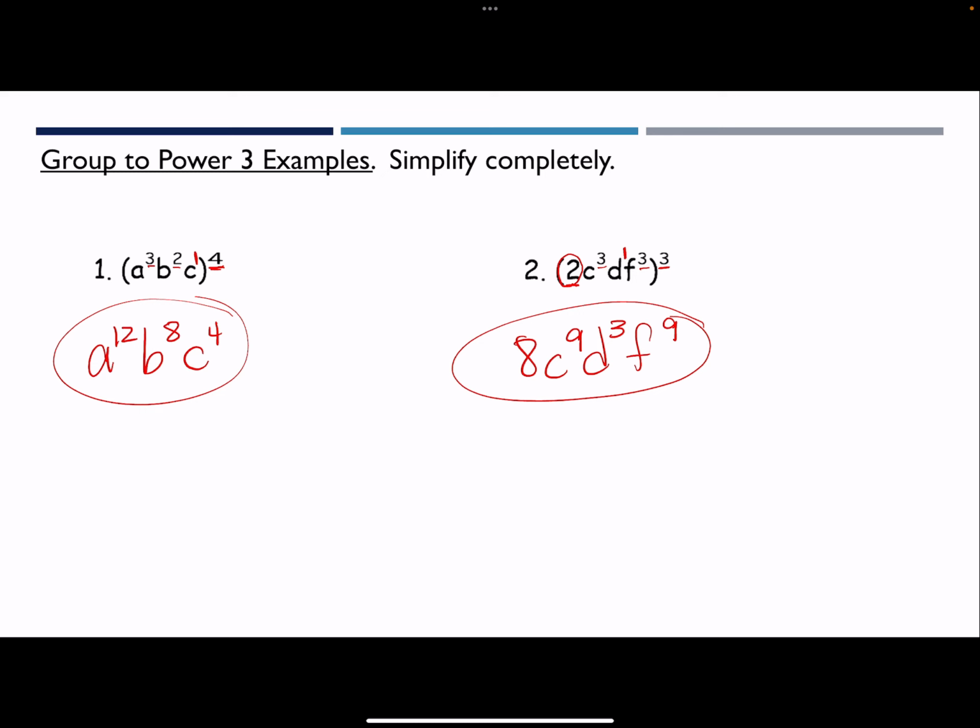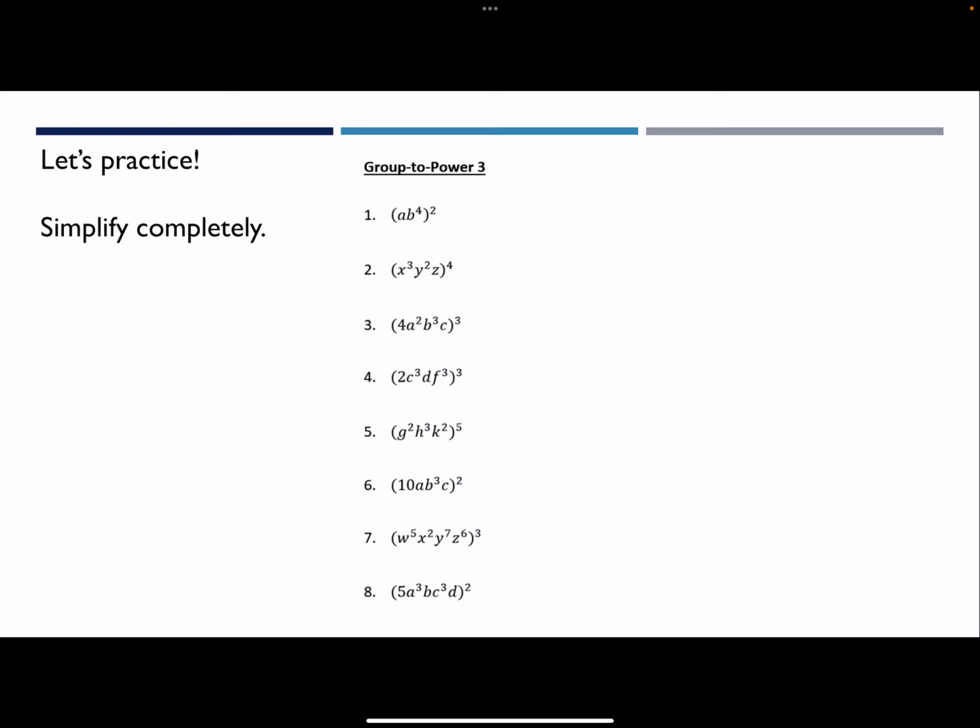All right. Pause the video. Simplify these. And then when you unpause, we'll go over them. Okay. So again, we're raising everything to the 2nd power. So this is like a to the 1st, right? So we should have a squared b to the 8th. Here we have x to the 12, y to the 8, z to the 4 because that's really z to the first, right?